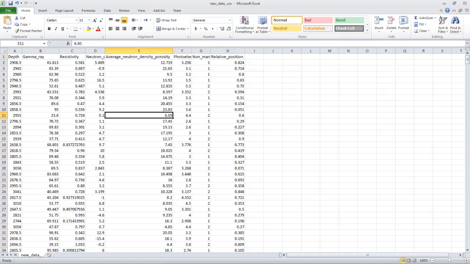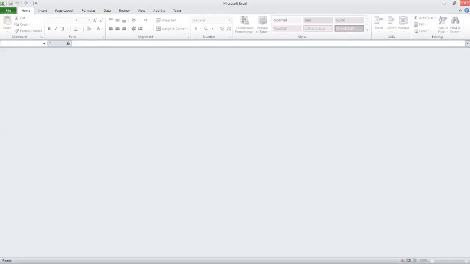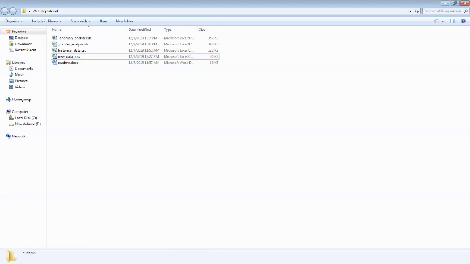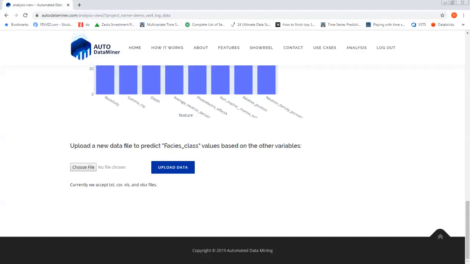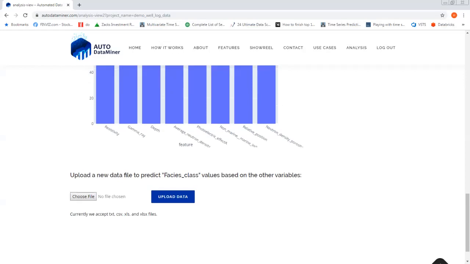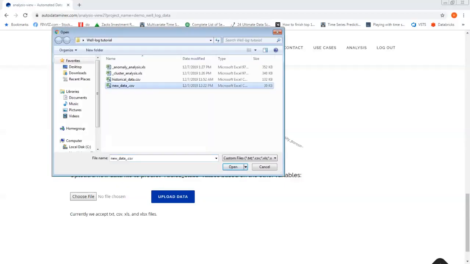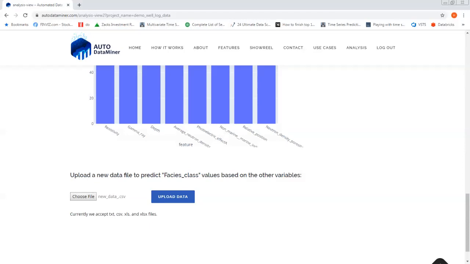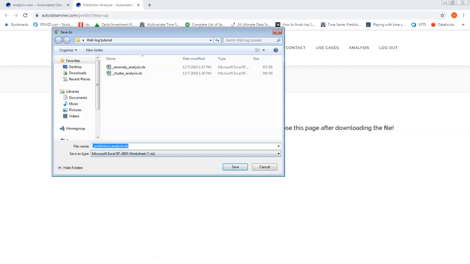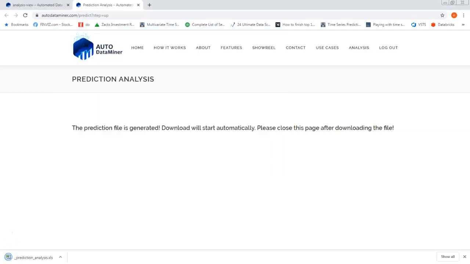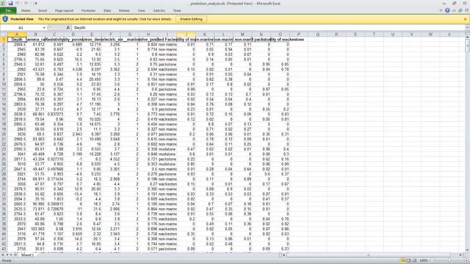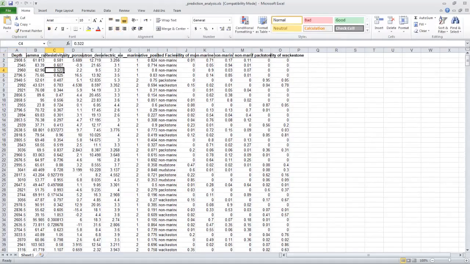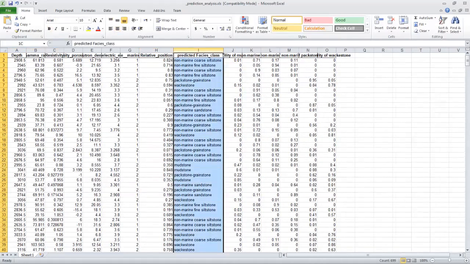So you can just upload this file. I'm going to send this file to the system and ask the system to give me a prediction value for those values. I choose the file here, and it was called new data. I open it and upload the data. After a couple of seconds, you get a prediction analysis here. Save it, and then open it. Now you have the previous data set. This was the new data, and here you have a predicted class for it.